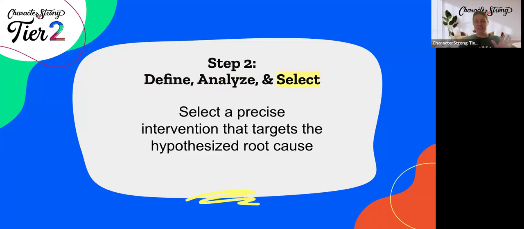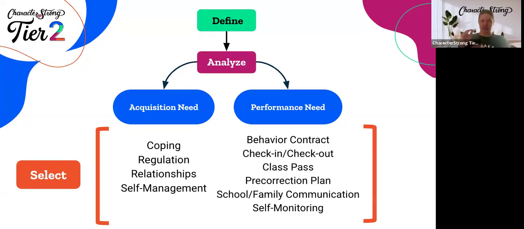And then we select an intervention that is going to target that root cause. So once we know what the root cause is, we are then able to select an intervention to match that, to start to mitigate it, to start to reduce whatever it is that the student is potentially struggling with, like a decrease in something, or an increase in a certain skill or a certain behavior.